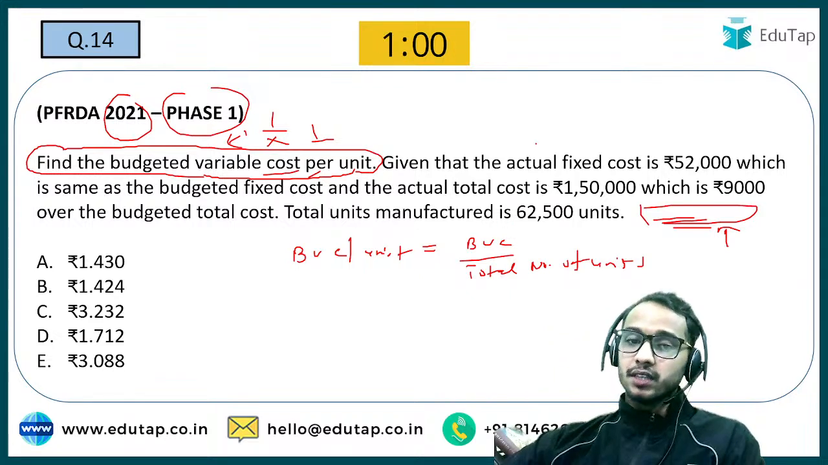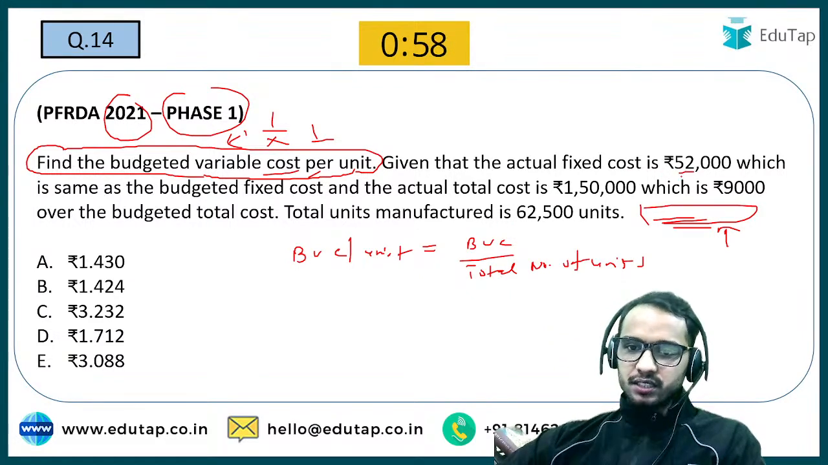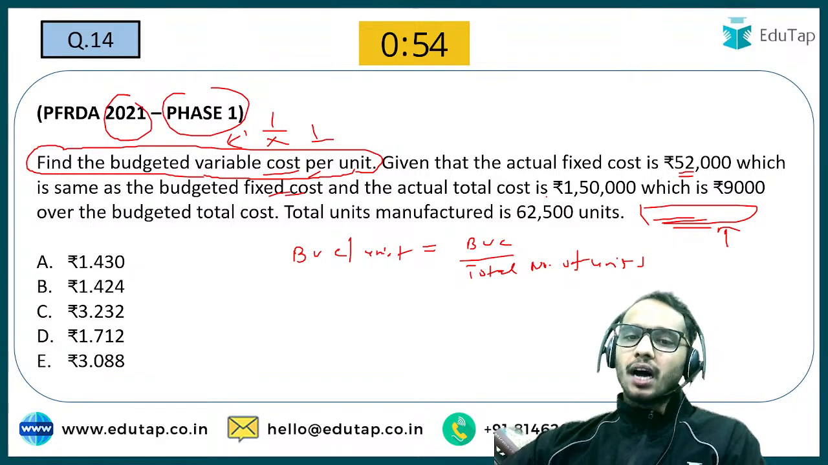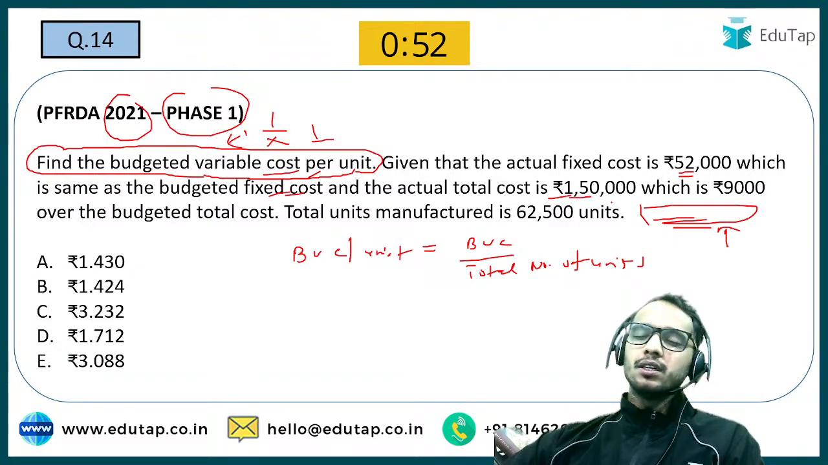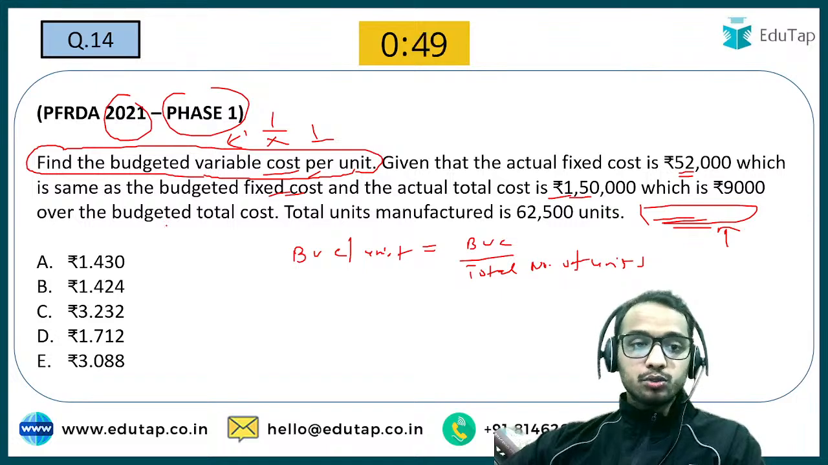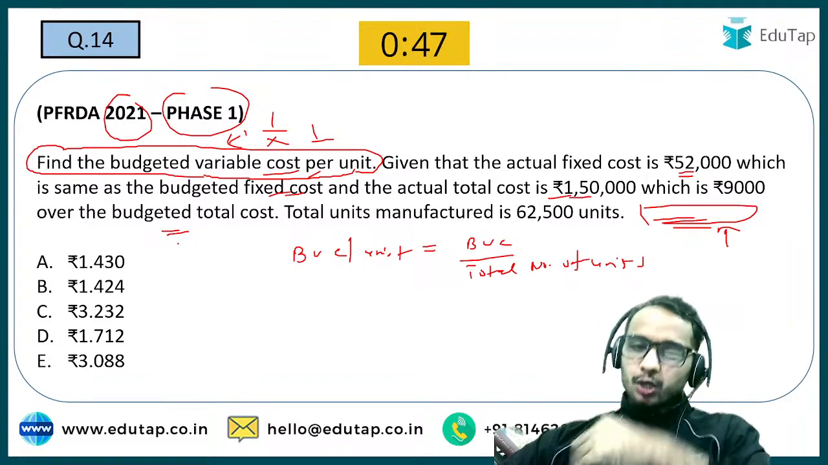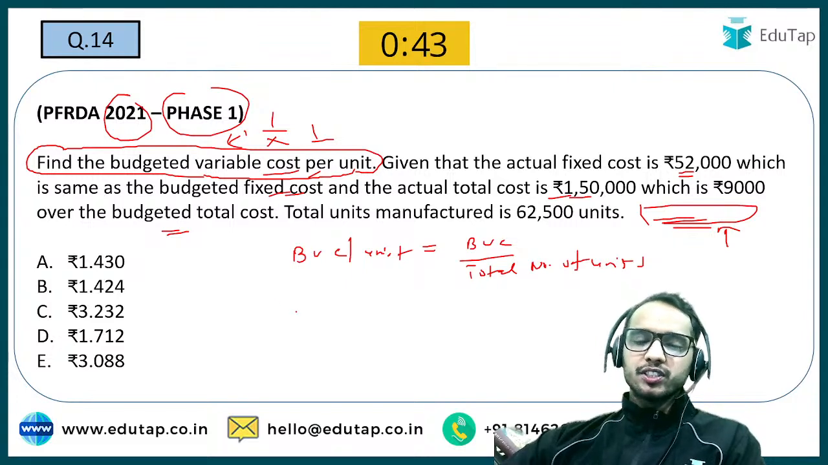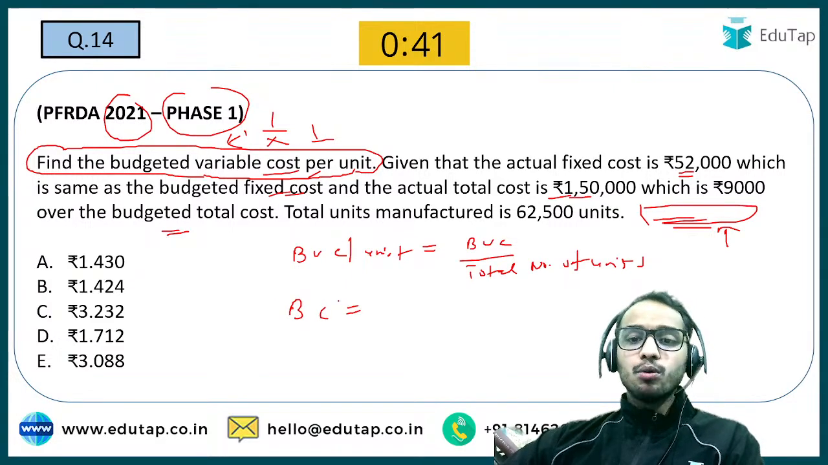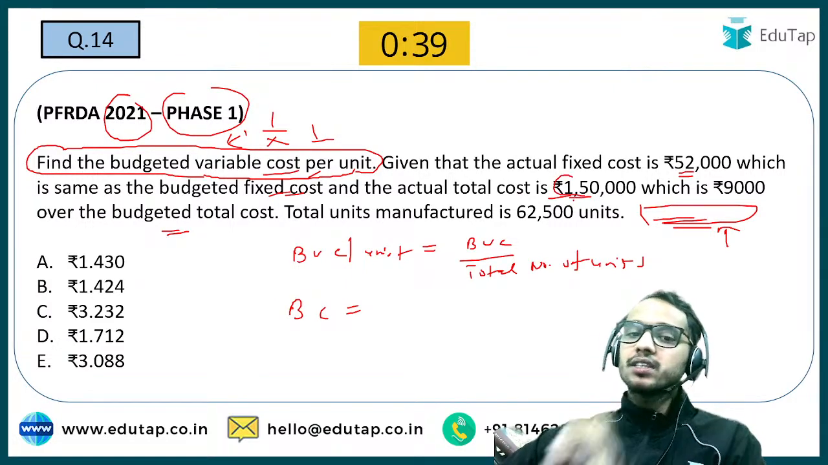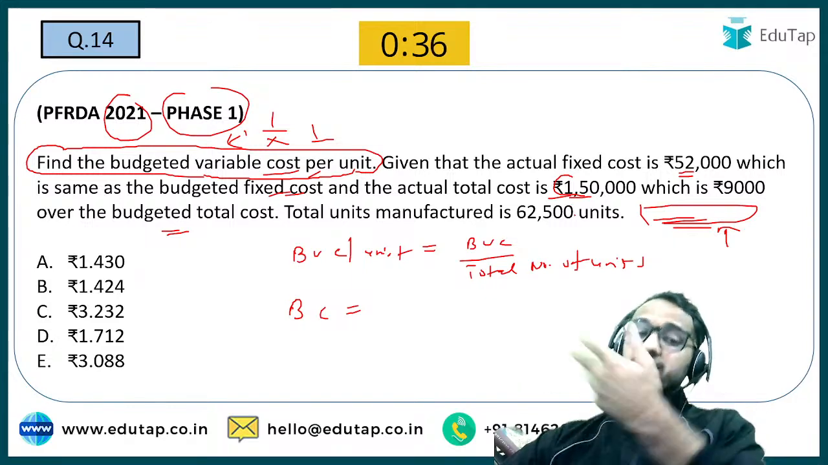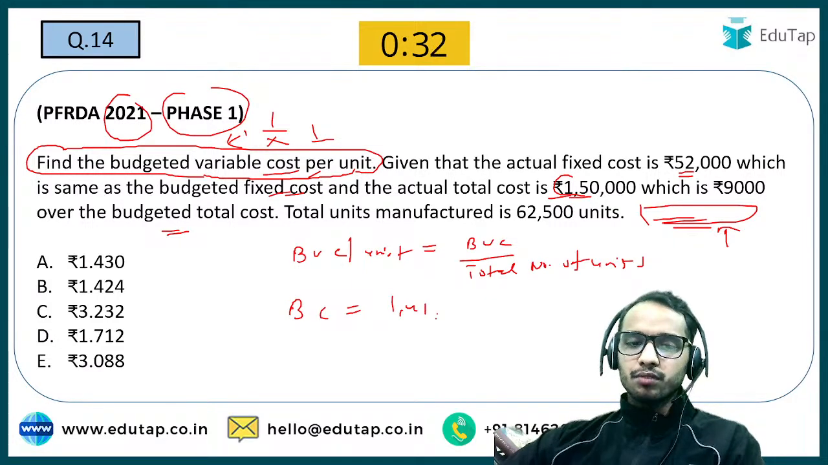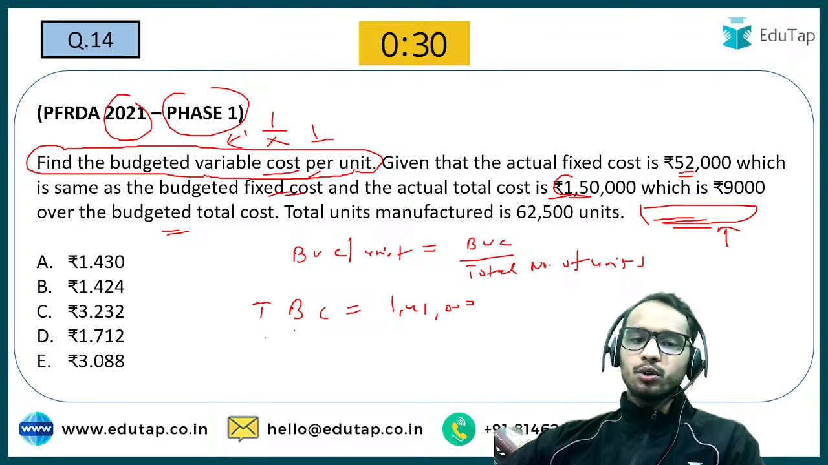What has been given to us? Given that actual fixed cost is 52,000, which is the same as the budgeted fixed cost. Actual cost is 1,50,000, which is 9,000 over the budgeted total cost. That's easy, so you can calculate your budgeted total cost. 1,50,000 minus 9,000 becomes 1,41,000. So total budgeted cost is this.